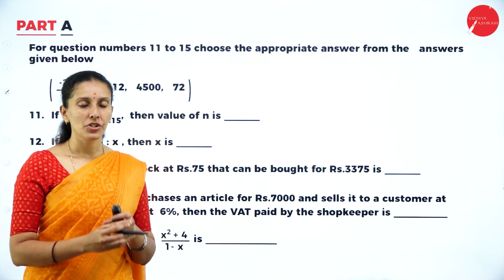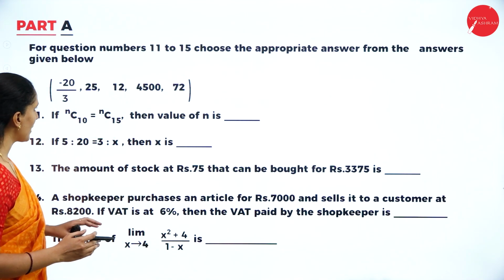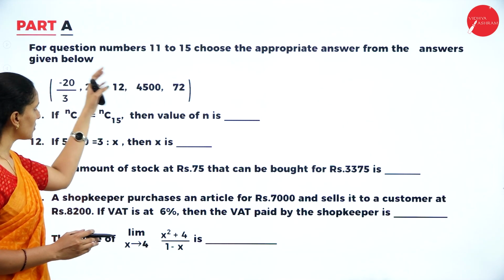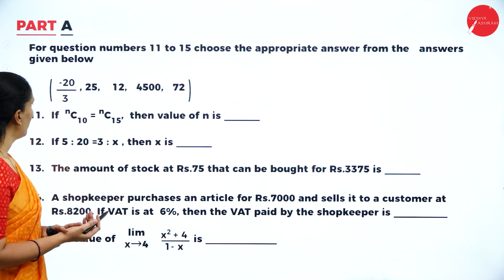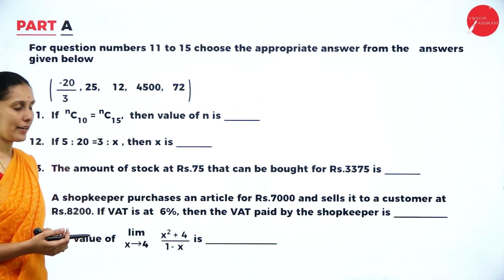So next 5 questions will be in the form of fill in the blanks here. The options or the answers will be given. They are jumbled under the brackets here. You need to choose the correct answer.